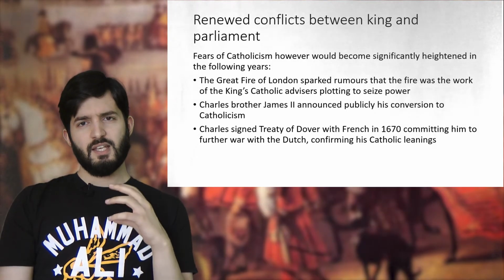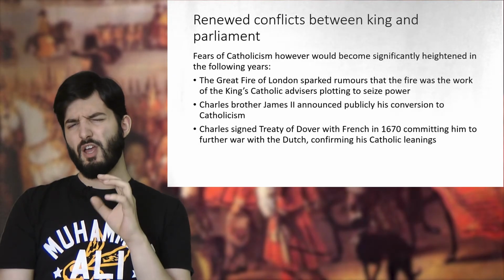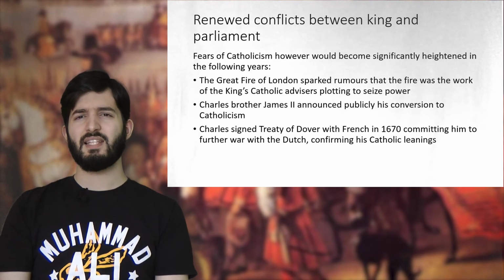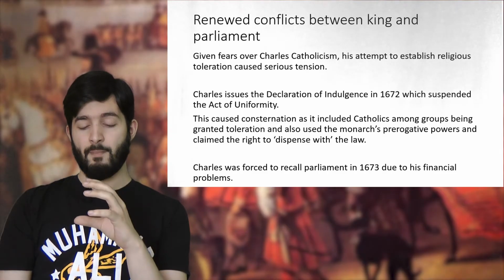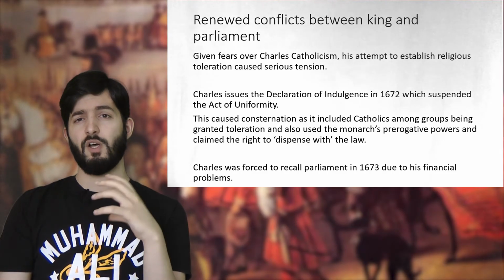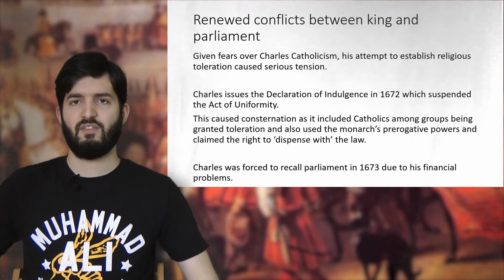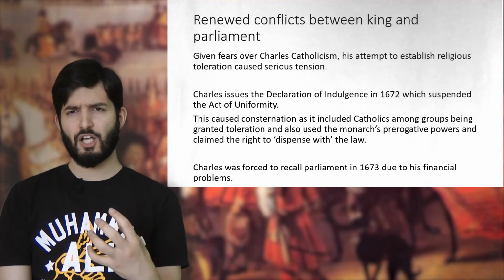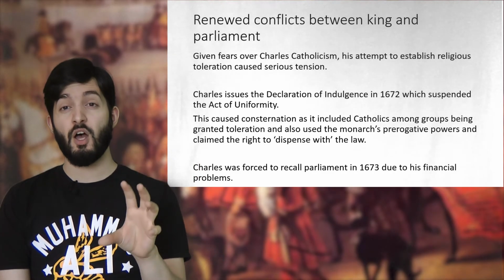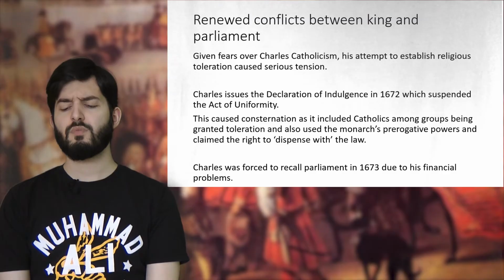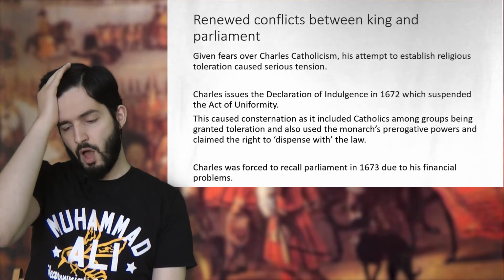And so, given these existing fears over Charles's Catholicism, the decisions he takes next, again much like his father, reveal a lack of foresight and understanding when he attempts to establish religious toleration, in response to the Cavalier Parliament establishing quite strict uniformity. So Charles issues a law known as the Declaration of Indulgence in 1672. And this suspends the Act of Uniformity, which was one of the crucial acts that ejected members of nonconformist sects from the church in 1662. This in and of itself causes concern, as it includes Catholics amongst those who will receive religious toleration.